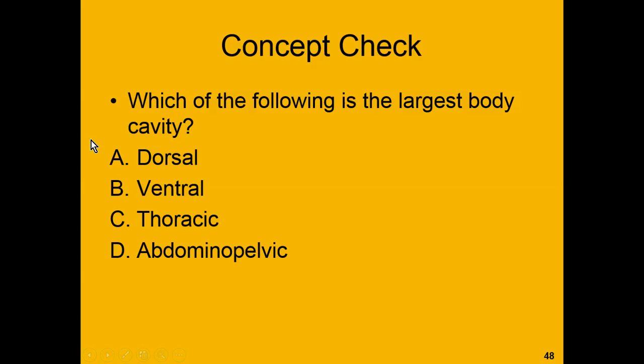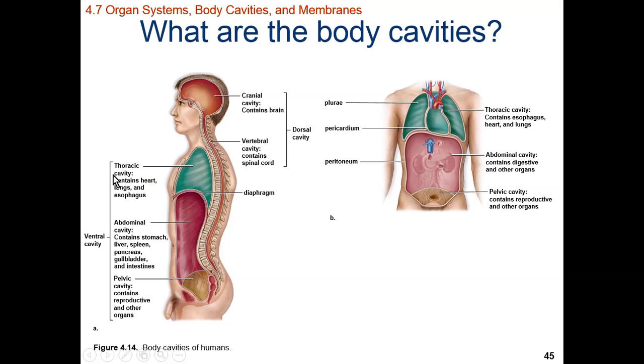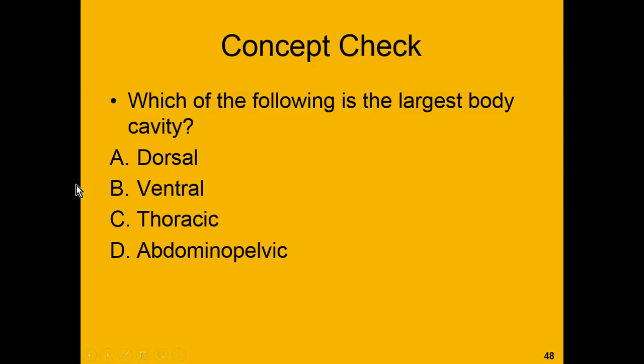The correct answer is ventral cavity. Our ventral cavity is this large cavity that consists of the thoracic and abdominal pelvic cavities. So B, ventral, is the correct answer.